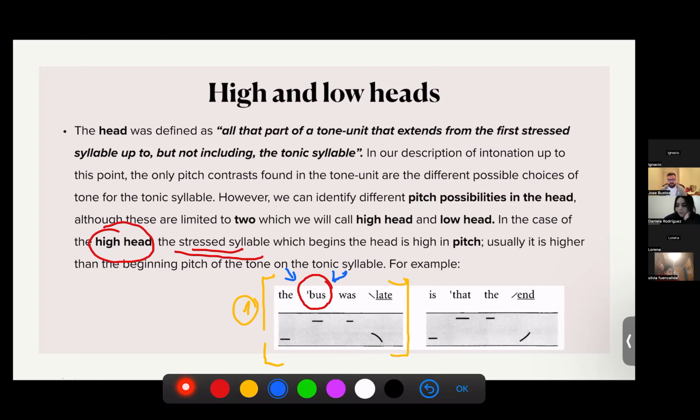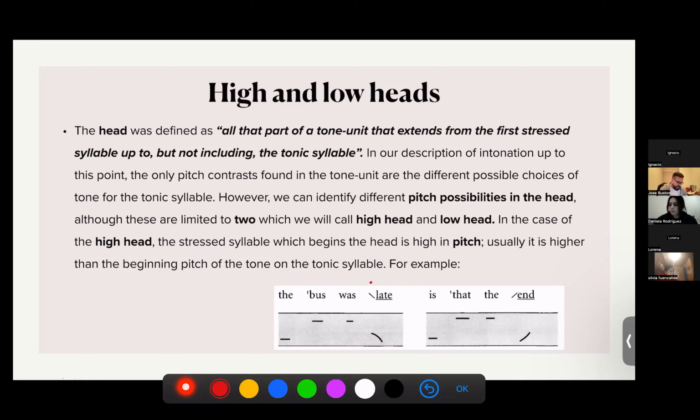So I understand that if the stress word goes before the head, that means it's going to be the head. Okay, I'm going to try to explain this better.